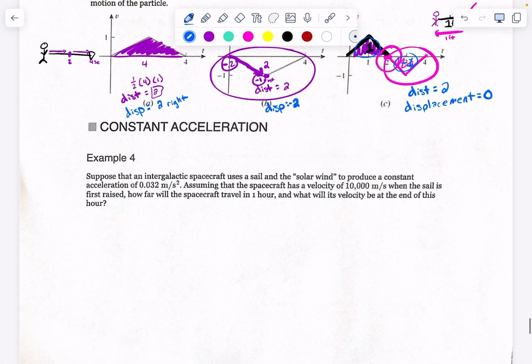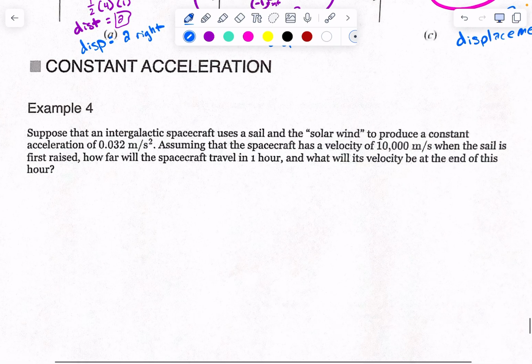Nice. Okay, let's see, for example 4 if we can get through this. There's a lot of words going on here. Let's see what we've got.